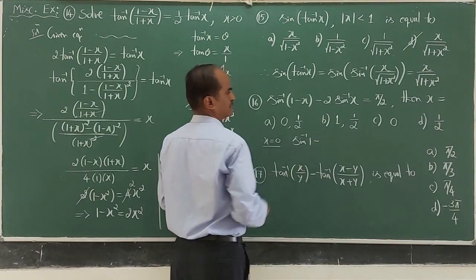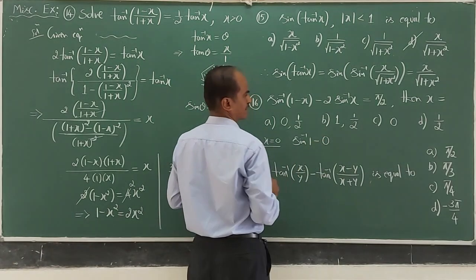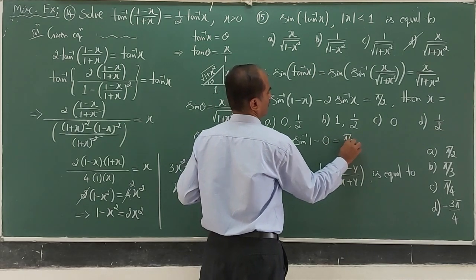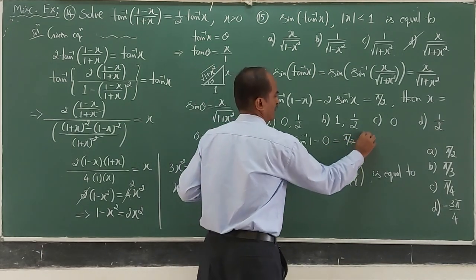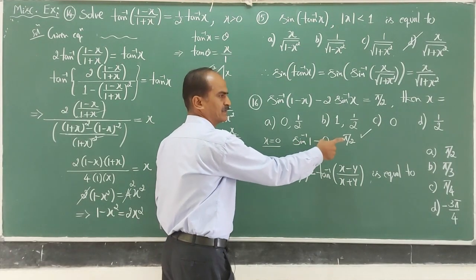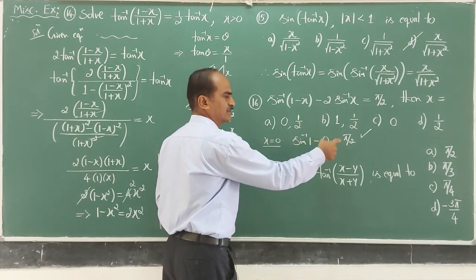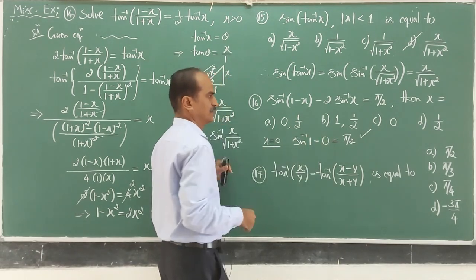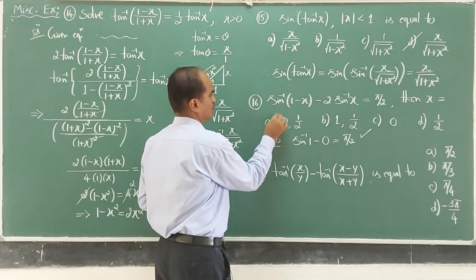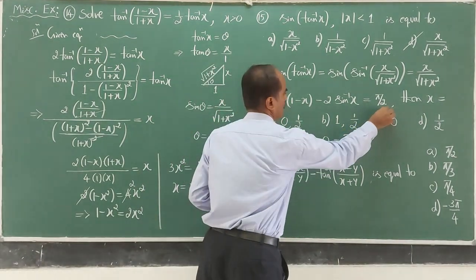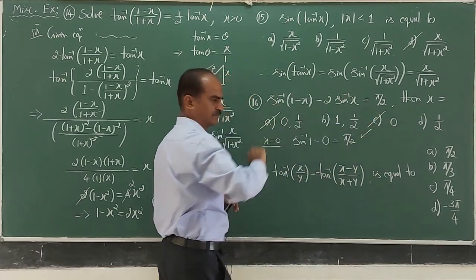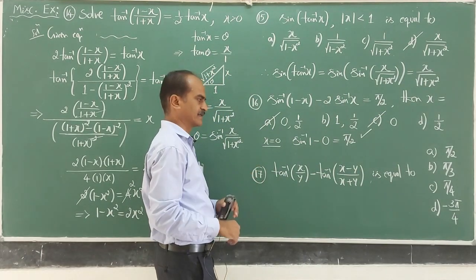Sine inverse 1 minus 2 times sine inverse of 0, equal to pi by 2. Is this result true? Yes. When I substitute x equal to 0, I am able to see that this equation holds good. This equation is true. Therefore, 0 is one of the possible values. So, it is present in option A, option C. Straight away we can reject B and D. Two options get eliminated.